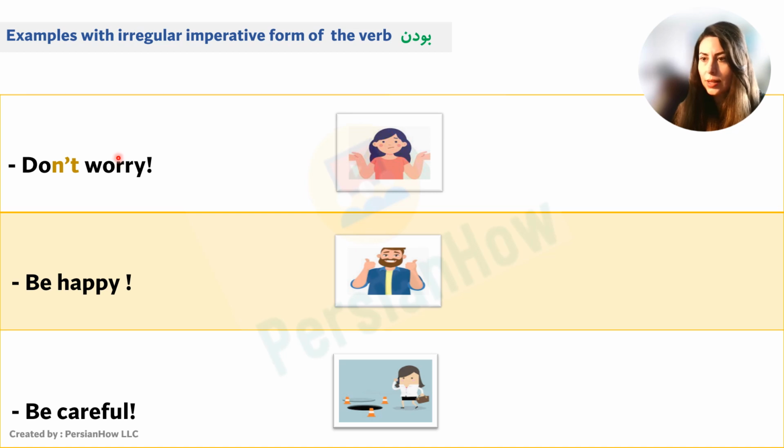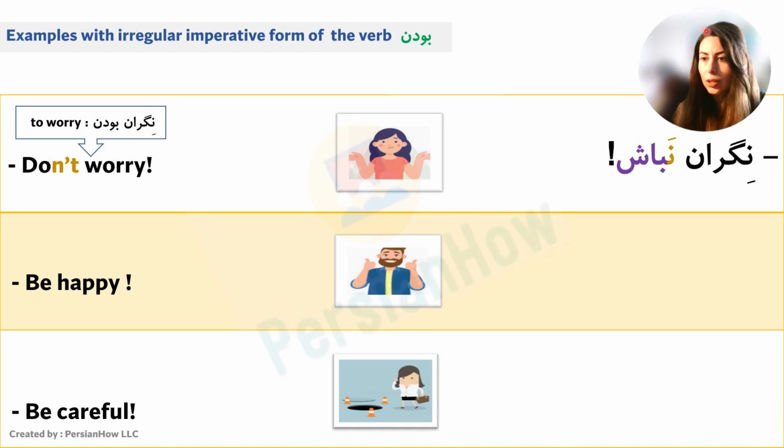Let's take a look at 3 examples. So here the first one, we want to say don't worry. To worry is نگران بودن. That's the infinitive form. نگران نباش. So again, بودن, we cannot use hast as a present stem and add be to it. Instead, we need to use the irregular form of it. And then this is don't worry, so it's negative. So we add na to it. So نگران نباش. And this is the تو form. For شما form, we say نگران نباشید.